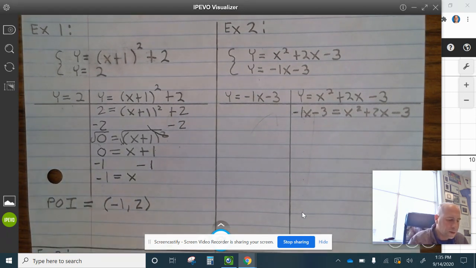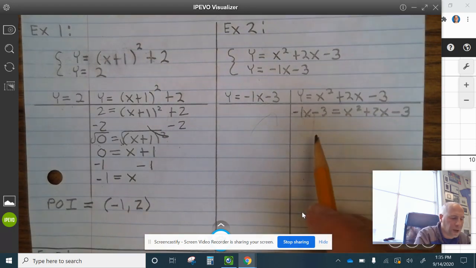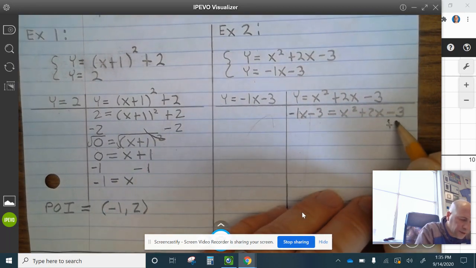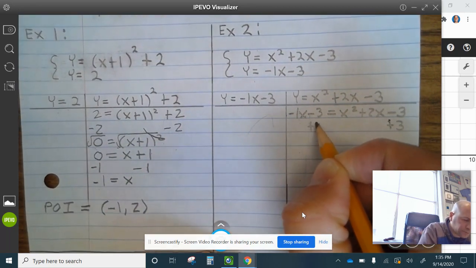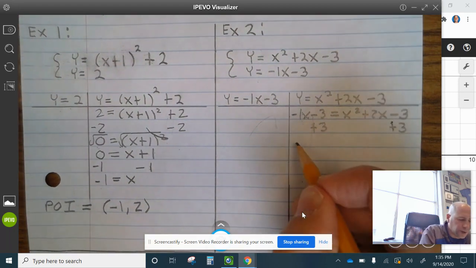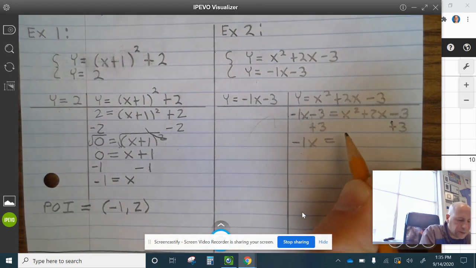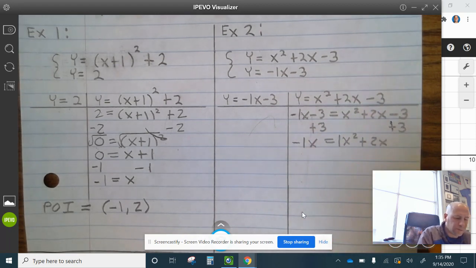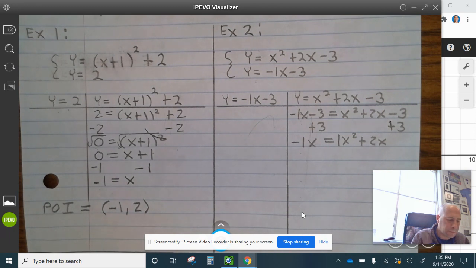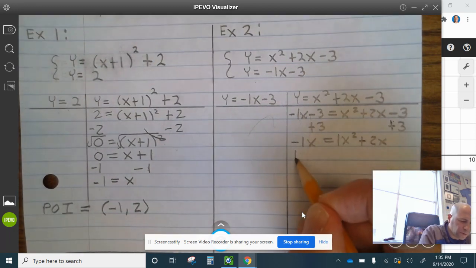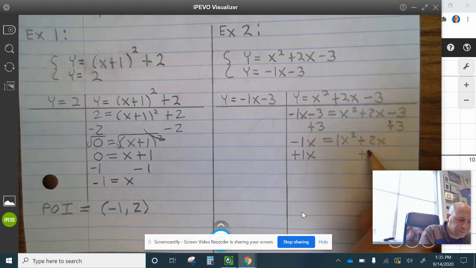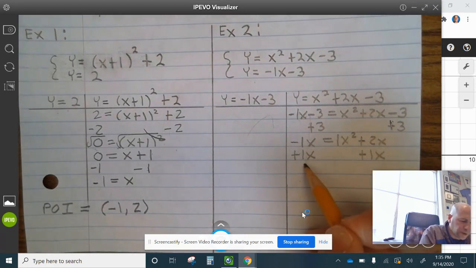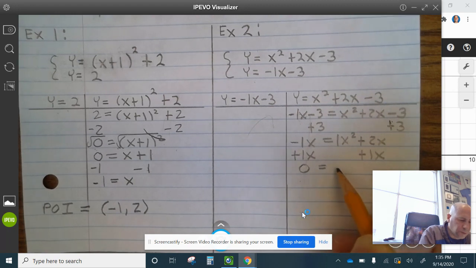All right? Now we're going to see step 2, substitute. We did that. Step 3, solve the second equation. So now we're going to solve this. We're going to add 3 to both sides. Okay? So then you get negative 1x equals 1x squared plus 2x. Okay? Now we're going to add 1x to both sides. So then you get 0 equals x squared plus 3x.